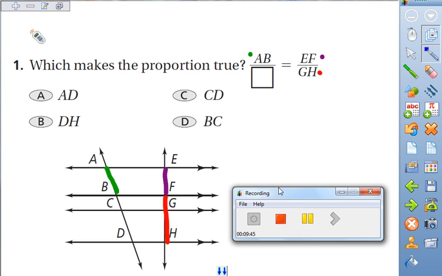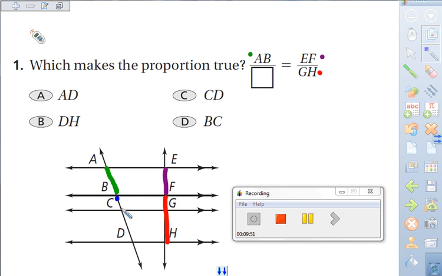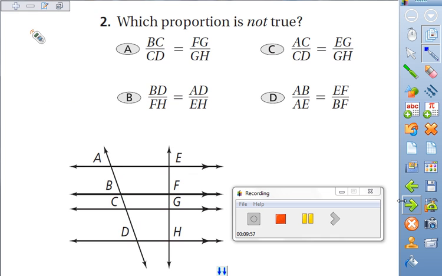Here are the solutions. Green over something has to equal purple over red. So we're looking for this blue piece, so that's going to be CD. In the next problem, you're supposed to figure out which proportions are not true, and after checking all of these, D is the one that will not work.